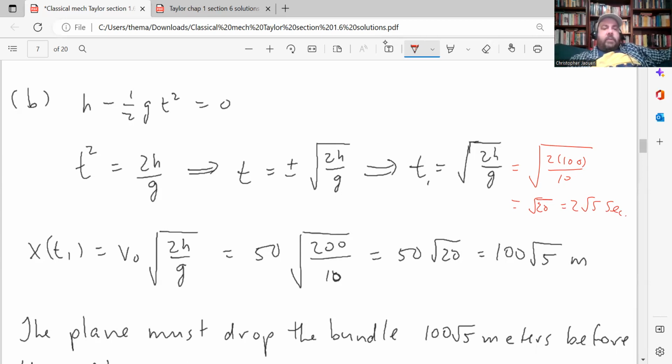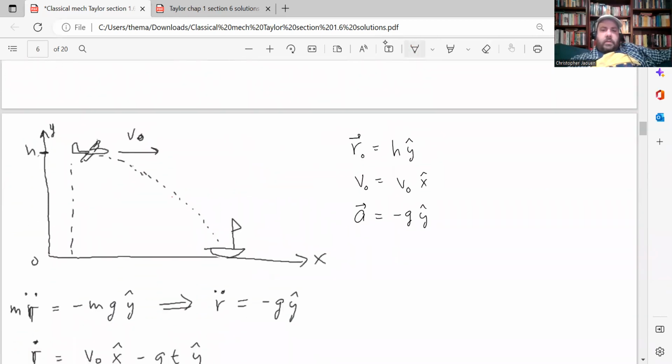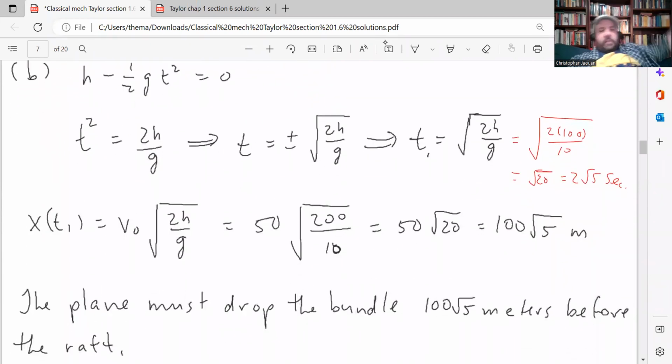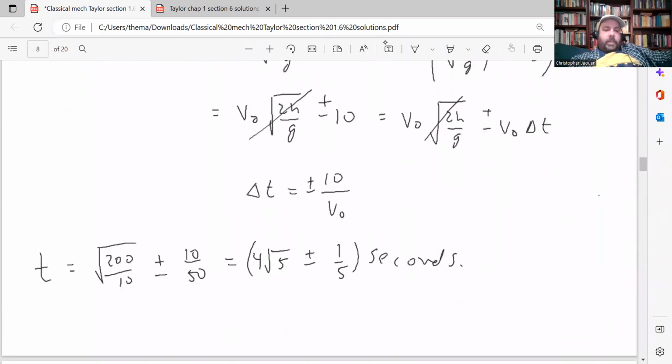And then if we want to figure out, going back up to the picture for a second, what the horizontal distance would be. We know it takes 2 root 5 seconds for the bundle to fall to the ground. In that time, though, there's also a horizontal component. The package is taking a parabolic trajectory here, right? So how far did it travel horizontally? To do that, you just plug 2 root 5 in for t and the other numbers in for the x coordinate there.